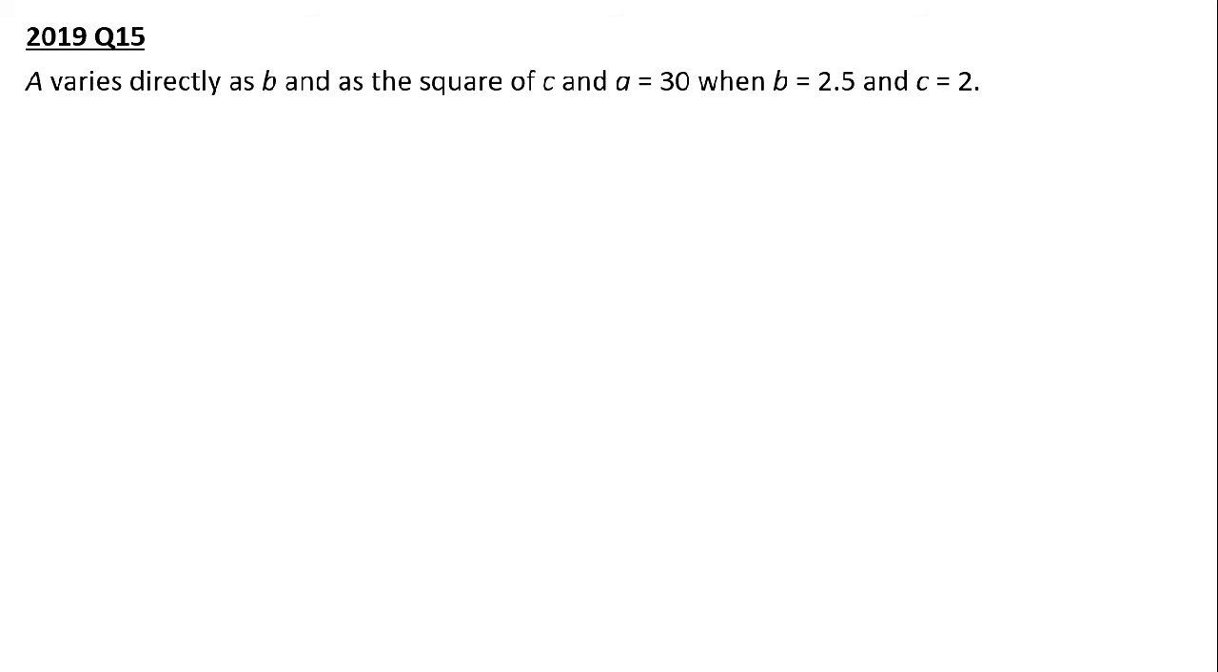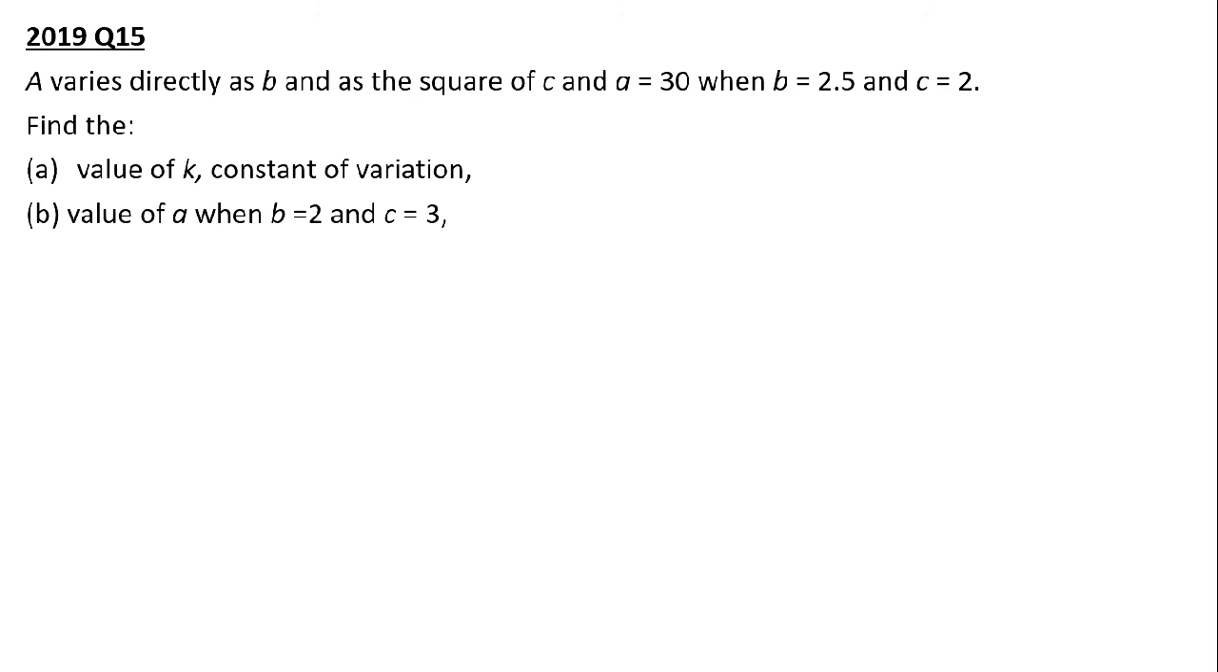We go to the last question. a varies directly as b and as the square of c, and a equals 30 when b equals 2.5 and c equals 2. Find the value of k, constant of variation. Find the value of a when b equals 2 and c equals 3. Find the values of c when a equals 300 and b is equal to 4.